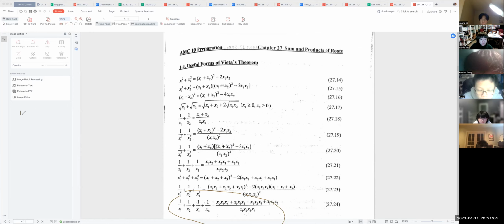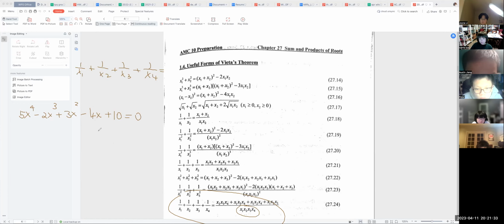Okay, so if I have x power 4 minus 2x power 3 plus 3x squared minus 4x plus 10 equals 0, and immediately, June, I ask you to tell me what 1 over x1 plus 1 over x2 plus 1 over x3 plus 1 over x4 equals. Okay, so we have this equation.